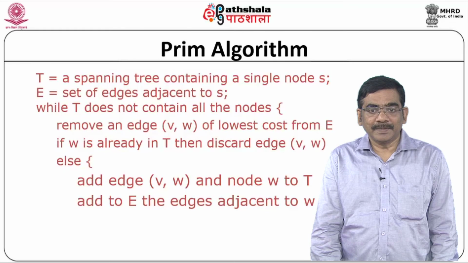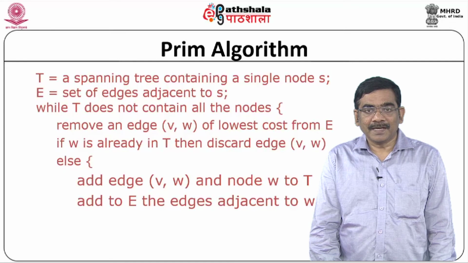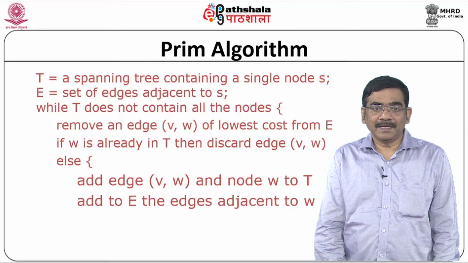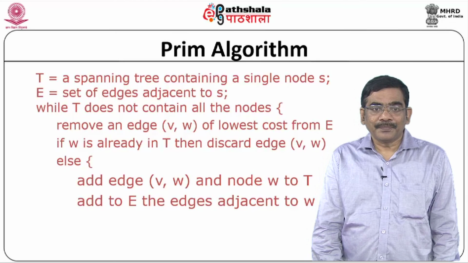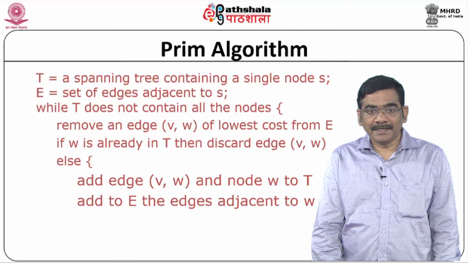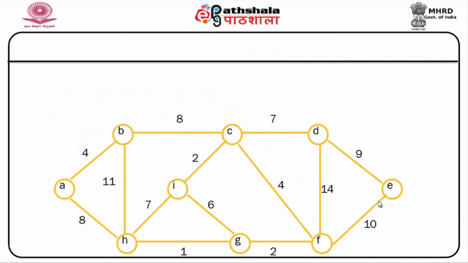Initially T is going to have a single node. That means we have to start somewhere. We can start anywhere in Prim's algorithm, and E is the set of edges that are adjacent to S. I take an edge and check whether it is already there. If so, I discard it, otherwise I add it. So, this is the informal algorithm of Prim.